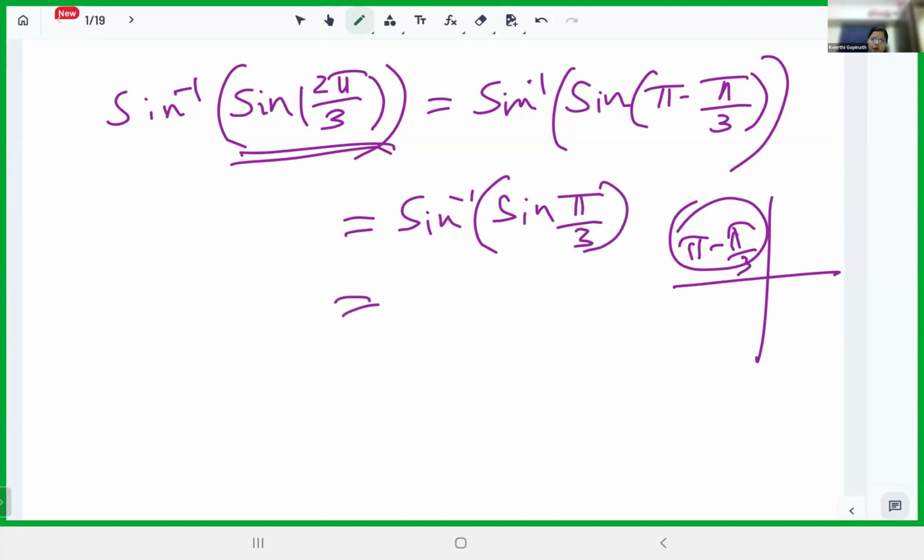Now, by applying the property of inverse, we can say that sine inverse of sine x is equal to x. Here in place of x is pi by 3. So sine inverse of sine pi by 3 is nothing but pi by 3. Is that clear to you?